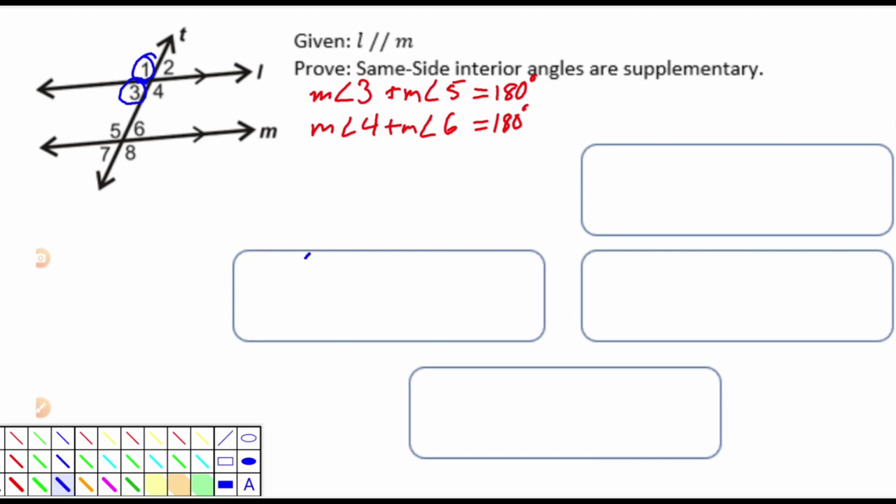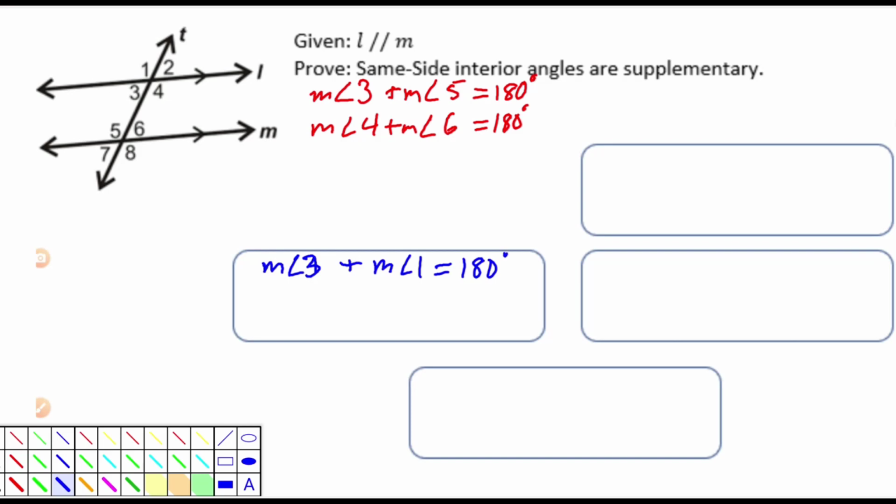Well, guess what? We notice here angle 1 is corresponding to angle 5, which means that angle 1 is equal to angle 5. And so we can just do a little swap. So let's go ahead and write all this out and see what this looks like. So let's go back to the beginning. So first thing I would say in this problem is, I would start with angle 3 since my proof says that. Angle 3 plus angle 1 is equal to 180 degrees.